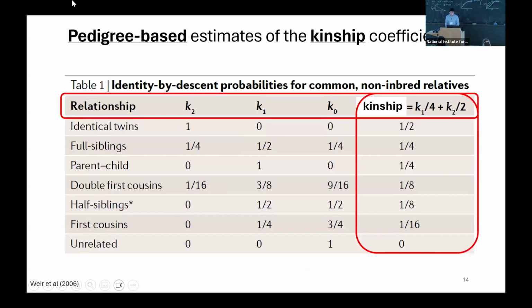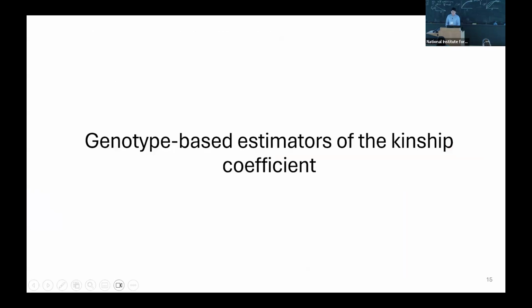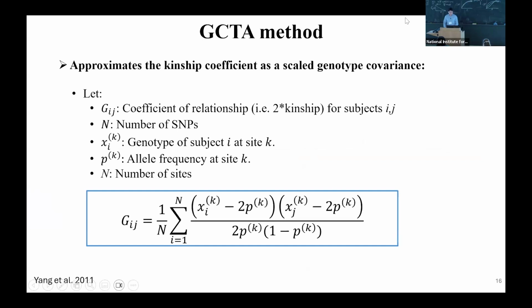I will skip this because of time. So I will talk about some genotype-based estimators of the kinship coefficient and their limitations, which is basically the motivation for the method I will show then.